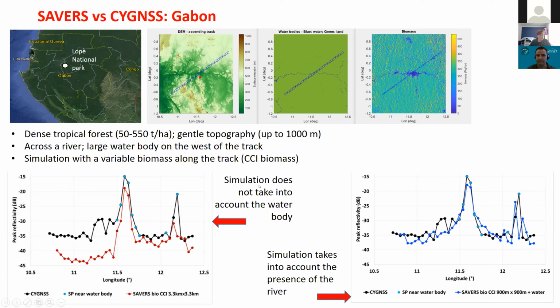On the left, the simulations do not take into account the water body. We see that there is a slight underestimation by Savers. Instead, on the right, we report the simulation performed taking into account the presence of the river, and we see that the agreement improves, especially in the westward part of the track.